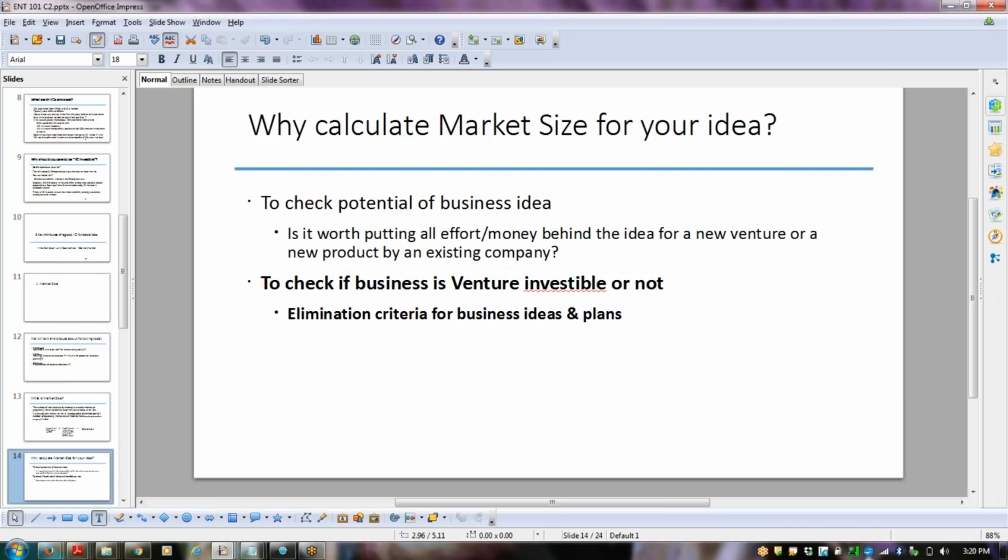So as I said, why check? It will actually tell you whether the idea that you are working on is going to be the next big thing or not. It's as simple as that. So when you talk about this market size, it will tell you whether this is going to be a big thing or not.